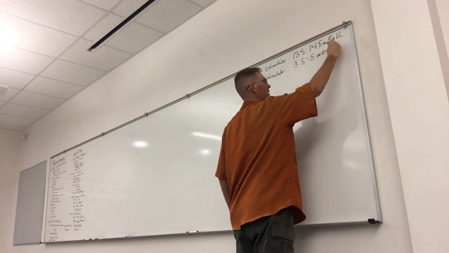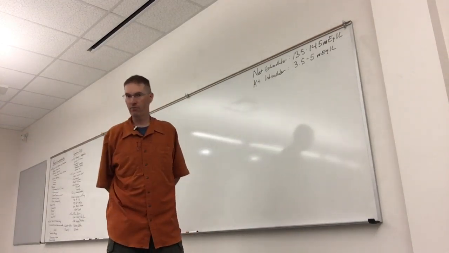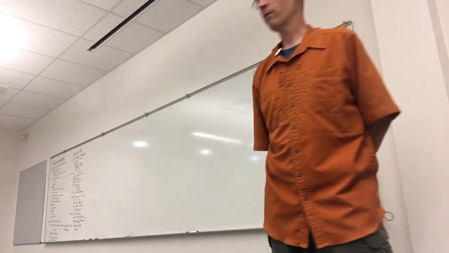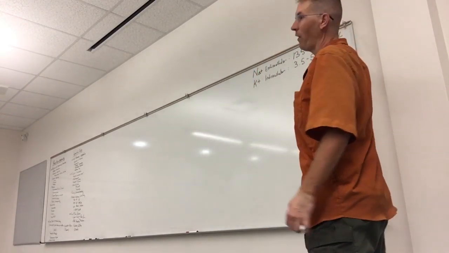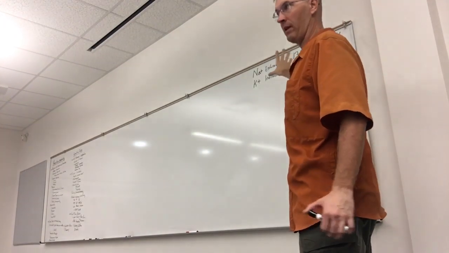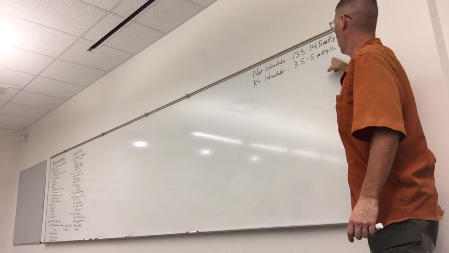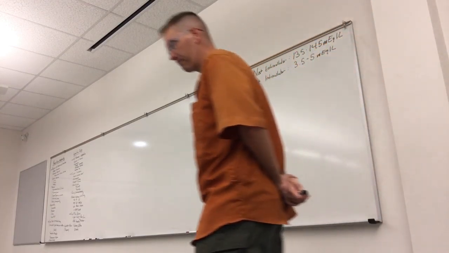milliequivalents per liter. Now, these ranges are going to vary slightly from textbook to textbook and even from laboratory to laboratory, right? So some sources may say 3.5 to 4.5 instead of 3.5 to 5, okay? So there's a little bit of wiggle room on these, but these are generally our normal ranges. All right, you okay with that?